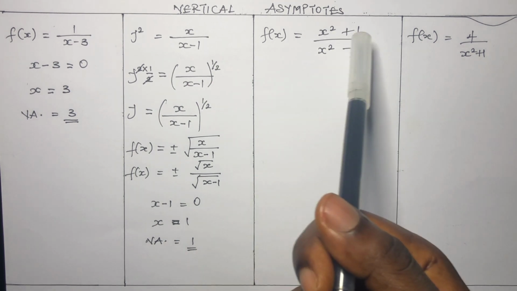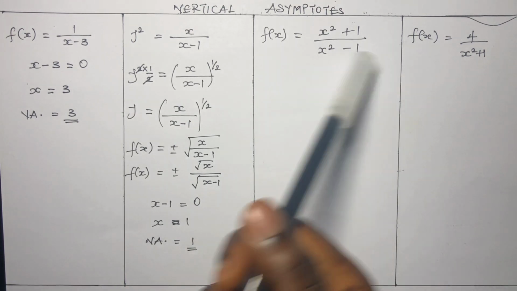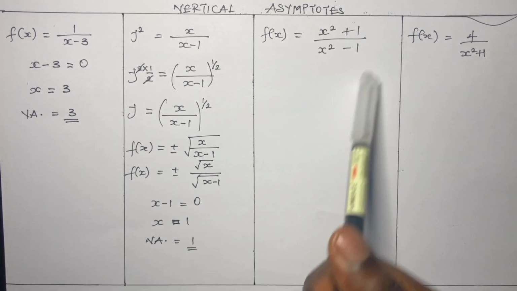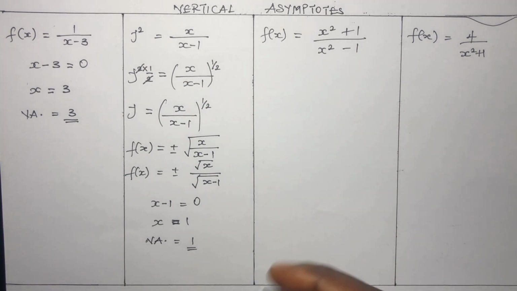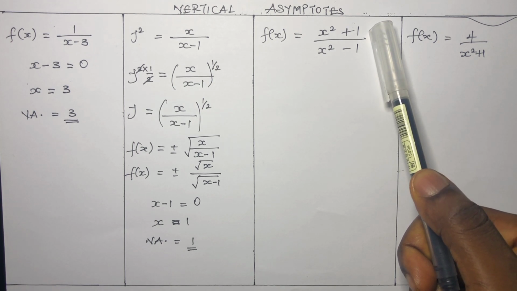We have x squared plus 1 divided by x squared minus 1. Now, if you take a good look at this function, you will see that the numerator is not actually factorizable.